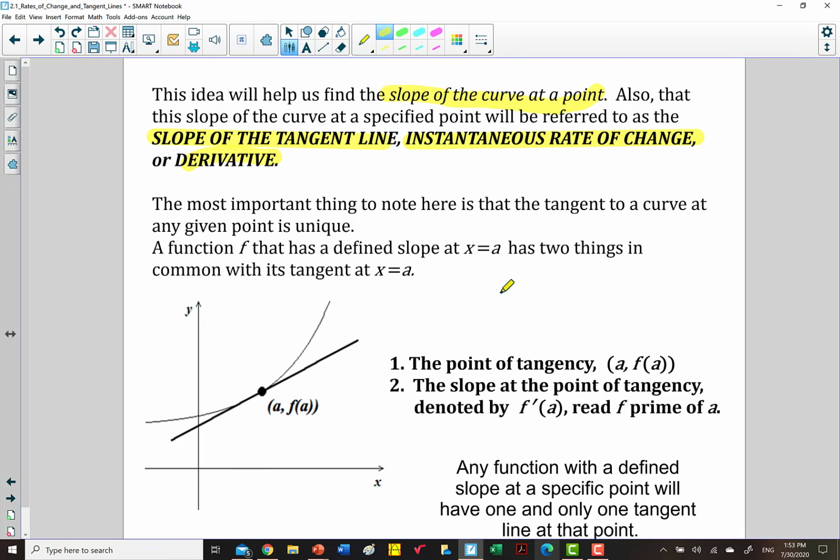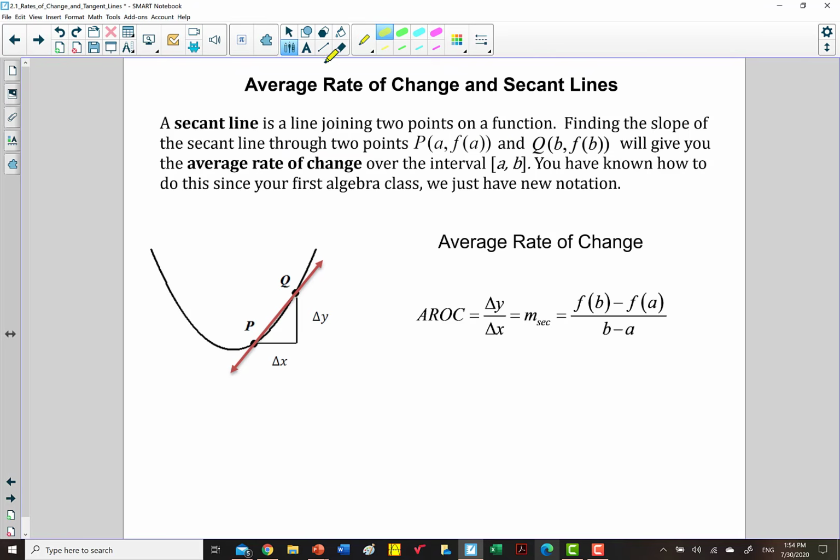And there's 2 really important points to recognize here. When I have that point A, f of A, that point shares 2 things in common with its tangent. It shares the point of tangency, and they share the same slope at that point. So really important idea.